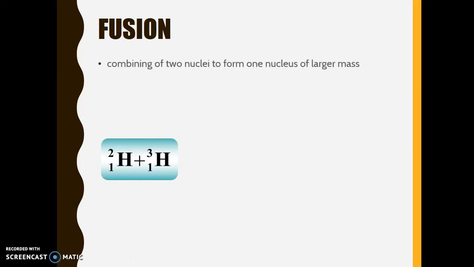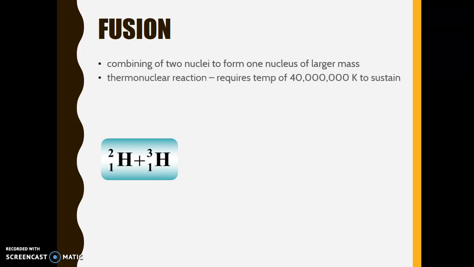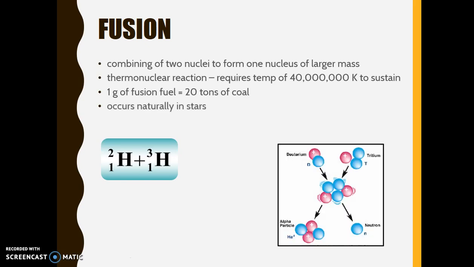Fusion reactions, this is when 2 nuclei are combined to form a larger mass. This requires very, very high temperatures, 40 million degrees Kelvin, in order to sustain this reaction. 1 gram of this fuel is about equivalent to 20 tons of coal, so lots of energy released there as well. Occurs naturally in stars.